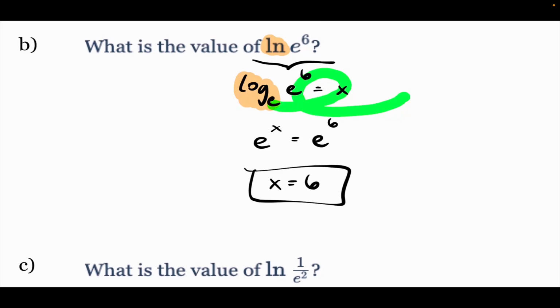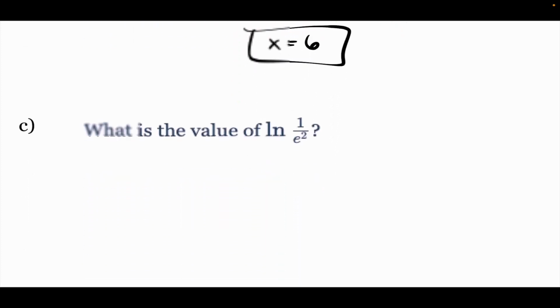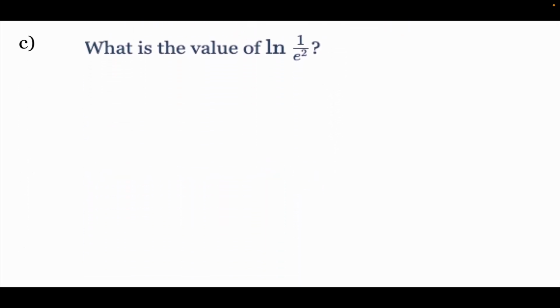So it's exactly the same as you guys have been doing. The only difference is you have that natural log part. Well, change it. Change it to a log. Change it to a log with a base of e. All right, so now let's do this one.